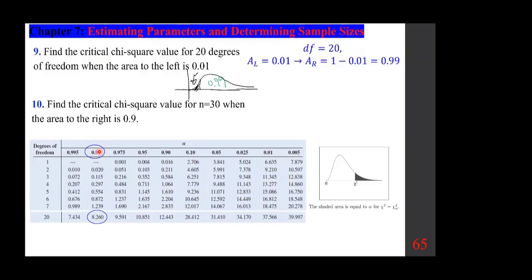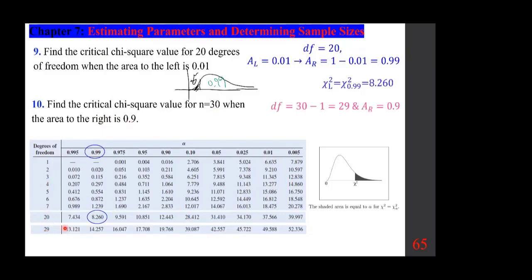Second case, n is 30. Degrees of freedom is 30 minus 1 or 29. We want the area to the right, which is given as 0.9. So that is 8.260. That's the previous one. Now we go down, we find number 29. Across from it, we find a bunch of numbers. We want the area to be 0.9. So go up here and look for number 0.9. And that's your answer. This is how you look up chi-square table.